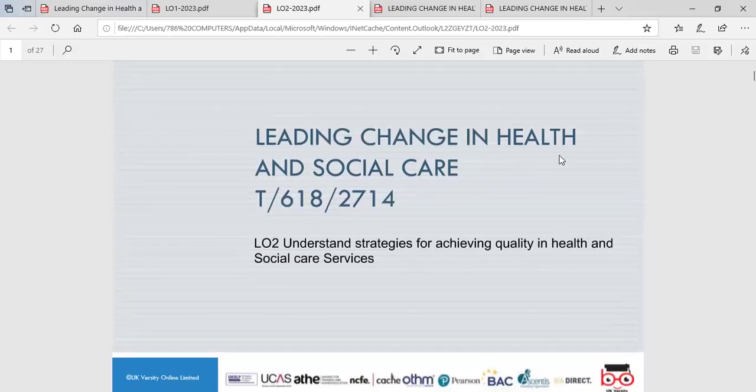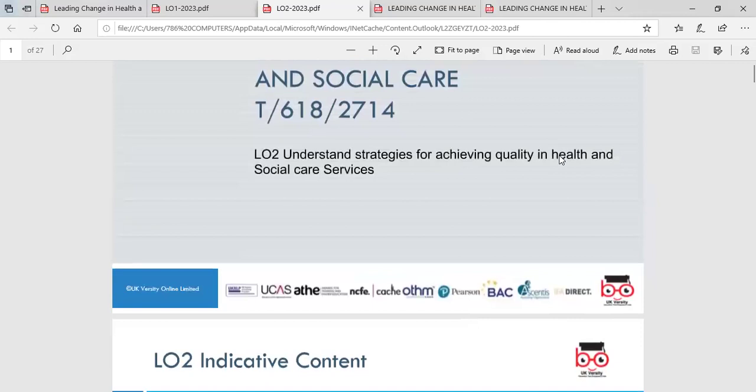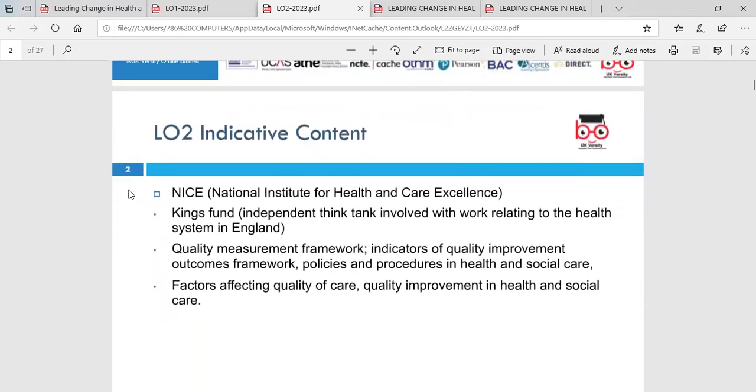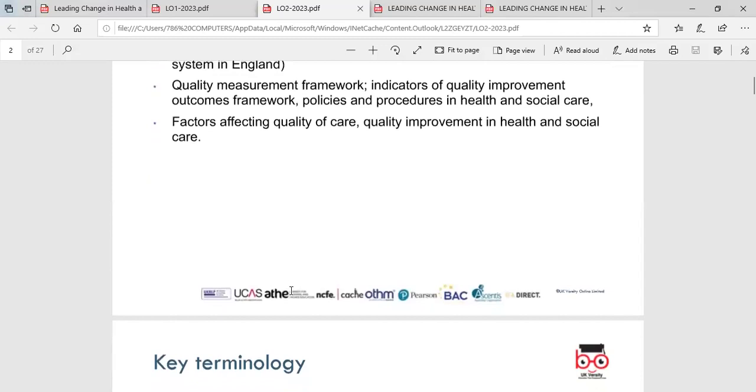Yeah, that's fine. So leading change in health and social care. This is the second learning objective, understanding the strategies for achieving quality in health and social care services. So you have certain organizations. You have NICE guidelines. You have the King's Fund, an independent think tank that's involved with work relating to the health system within England. Quality measurement frameworks are there, and factors affecting quality of care, and quality improvement in health and social care.